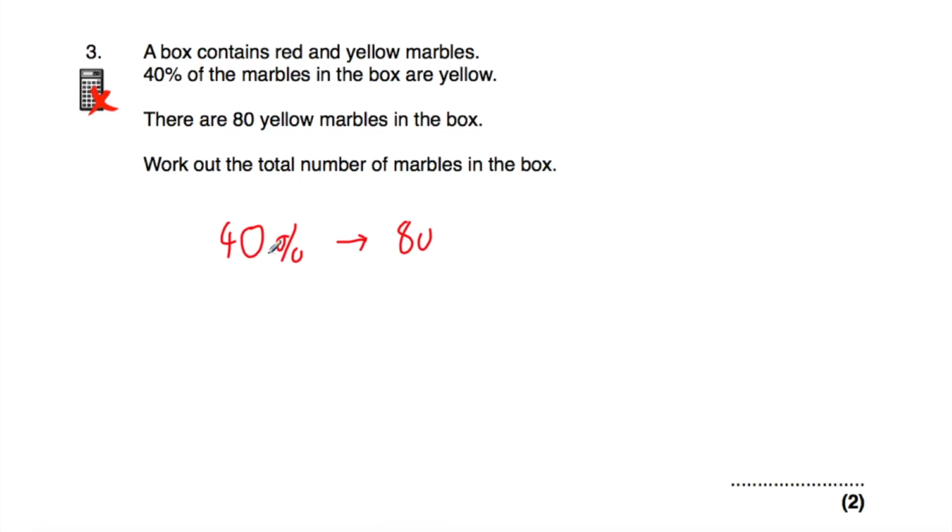Now we want to find out 100%. We want to find out how many marbles are in the box altogether. So what we're going to do is divide both of these by 40. Now this is a non-calculator question, so we're going to divide by 40 and divide by 40, and that'll tell us what 1% is. So 40 divided by 40 is 1%. That's why we're dividing by 40. And then 80 divided by 40 would be 2. So that's 1%.